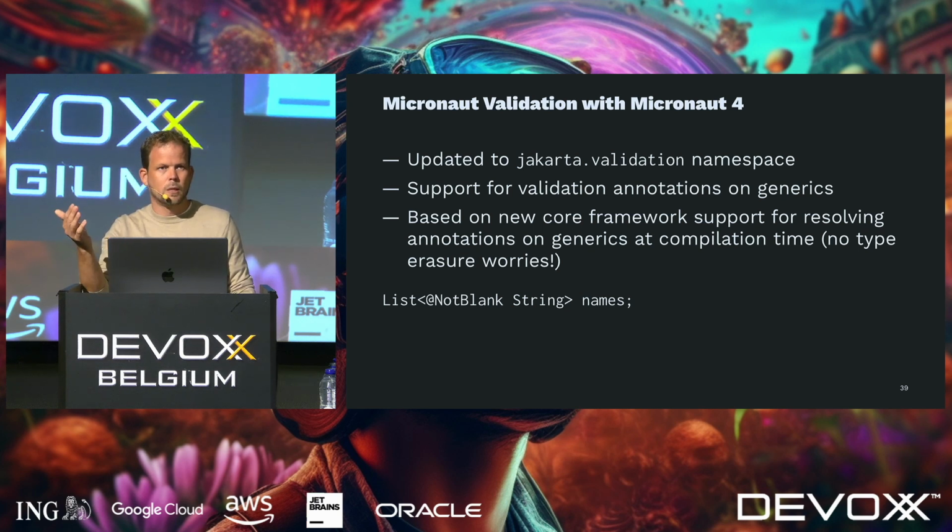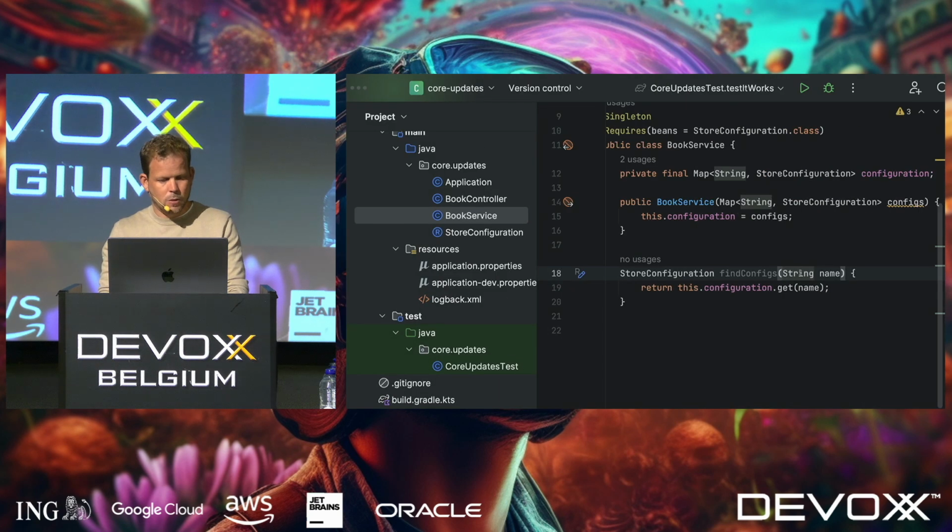We updated to the Jakarta validation namespace. We have added support for validations on annotations on generic type arguments. That required core changes in the framework. And the other thing that I forgot to mention as well is that validation is now optional, right?